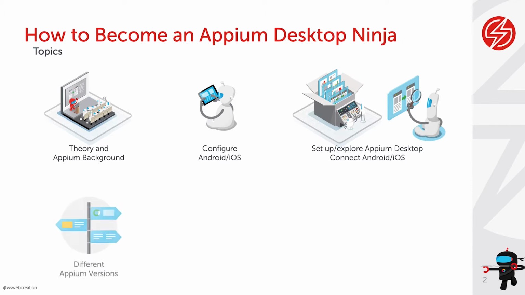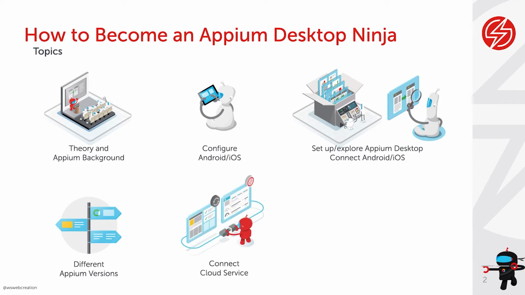In the fourth video, we're going to look at how to connect different versions of Appium to Appium desktop. And in the fifth session, we're going to look at how to connect Appium desktop to a cloud service. In this case, we're going to look at how you can connect Appium desktop to an Android emulator or an iOS simulator, or even to an Android or iOS real device. And when we've covered all these topics, we at least know how Appium desktop is working.